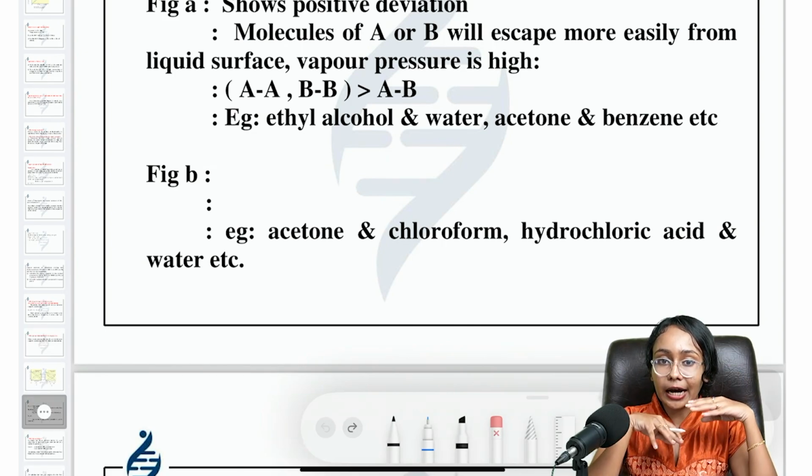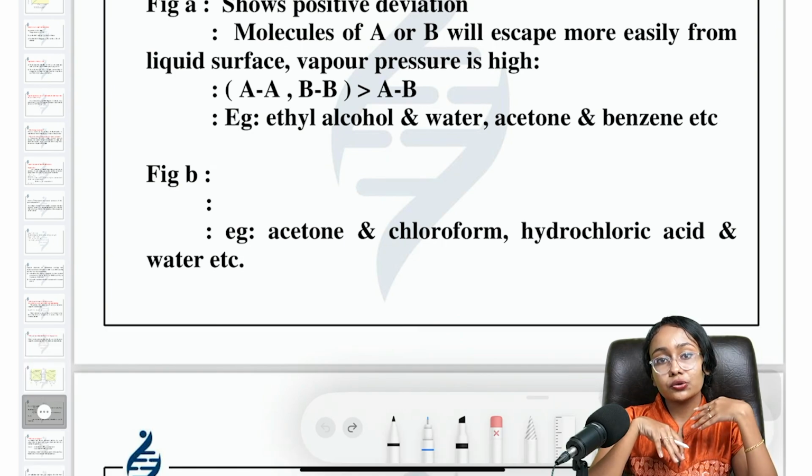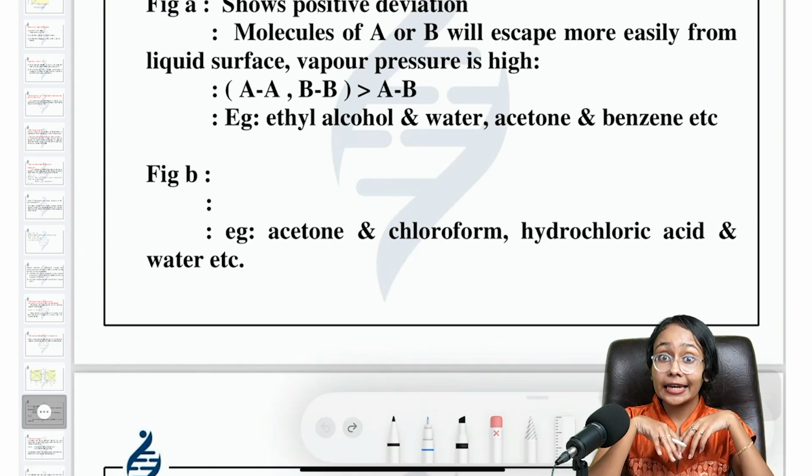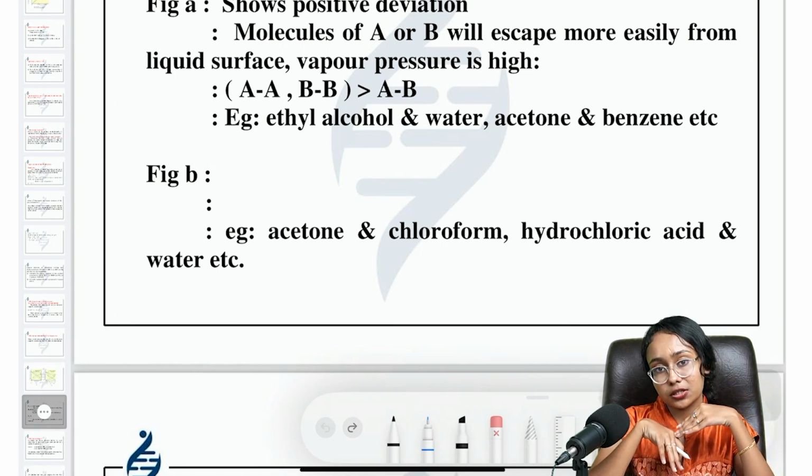Then we have learned about the ideal solution. Ideal solutions are those solutions which obey Raoult's law in all ranges of concentration. And non-ideal solutions are those solutions which do not obey Raoult's law, and they show deviation from Raoult's law either by positive deviation or by negative deviation. What is positive deviation saying? P_A will be greater than P naught A chi_A. P_B will be greater than P naught B chi_B in positive deviation.